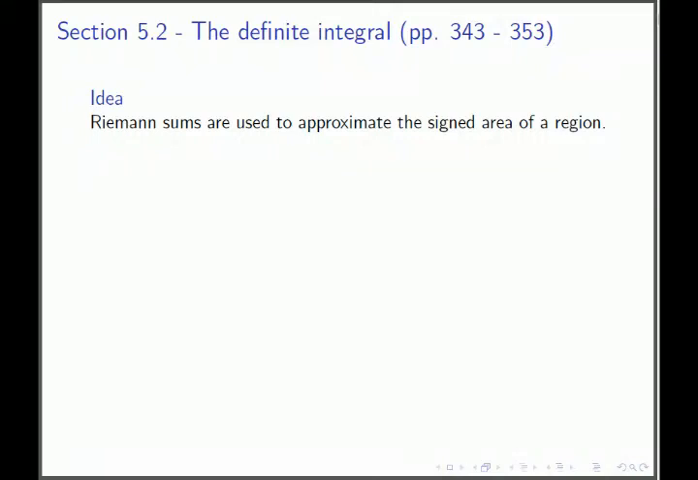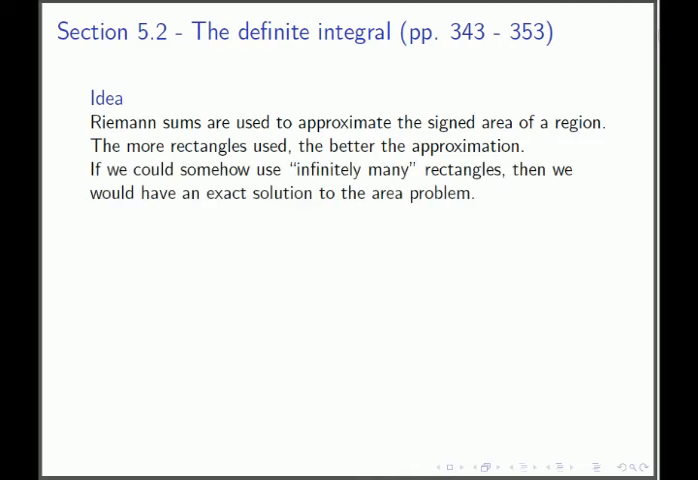The goal for this video is to come up with a way of computing the exact area of a region in the plane, rather than simply an approximation. So let me outline the main idea for this. We know that Riemann sums can be used to approximate the signed area of a region, and we know that the more rectangles are used, the better the approximation. So we'd like to be able to somehow use infinitely many rectangles, and then we would have the exact area.